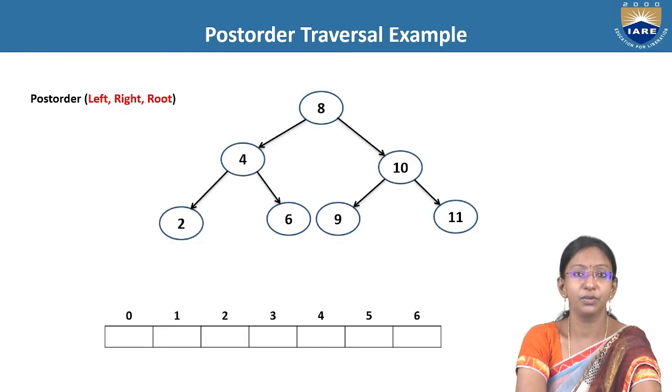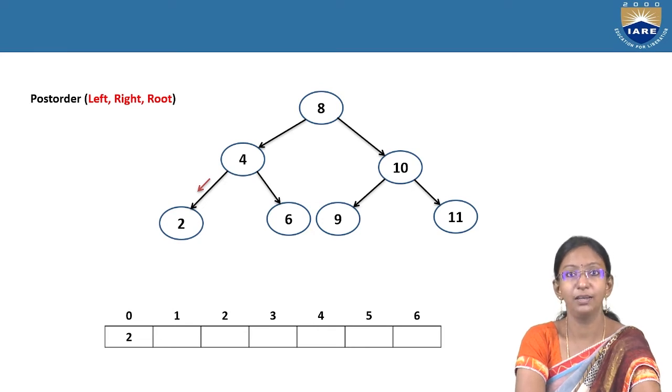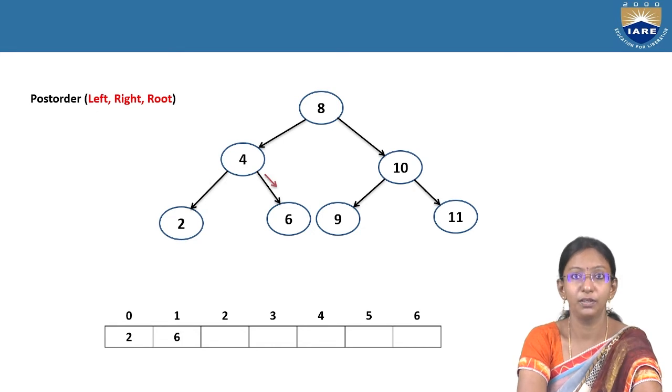For the given tree, start from the root and go towards its leftmost end, which is 2. As 2 has no left child and no right child, print 2. Then go to its top. The left child of 4 is done, so go to the right of it. 6, as it does not have any left and right child, print 6. Go to the root now. Print 4, because the left and right are traversed.